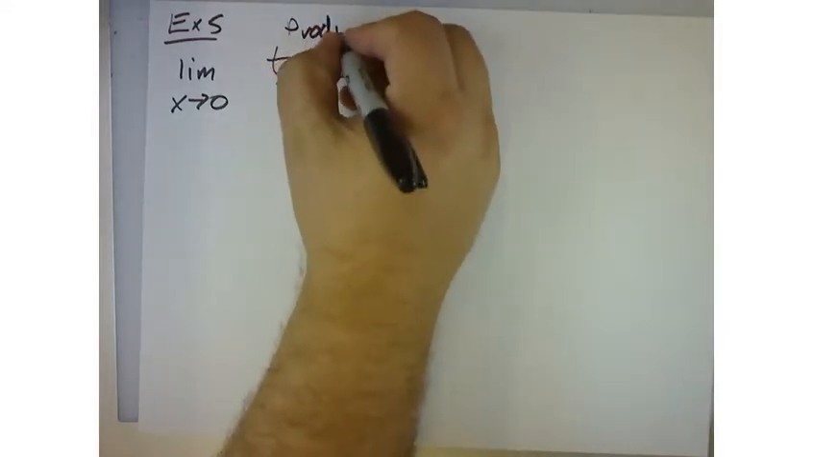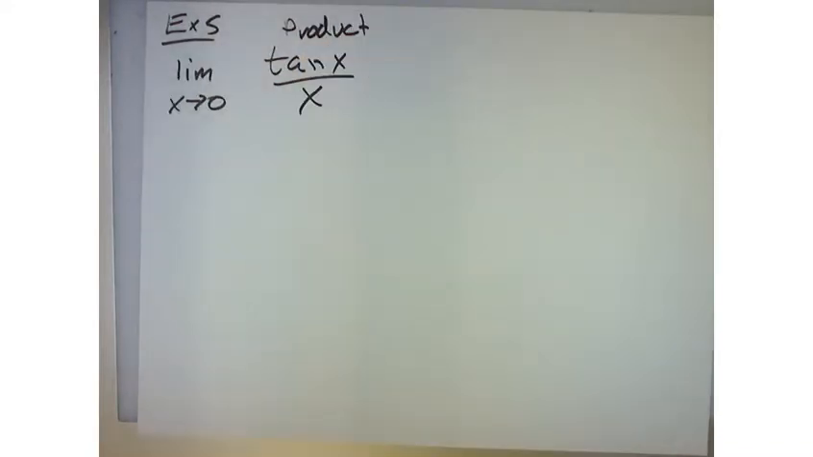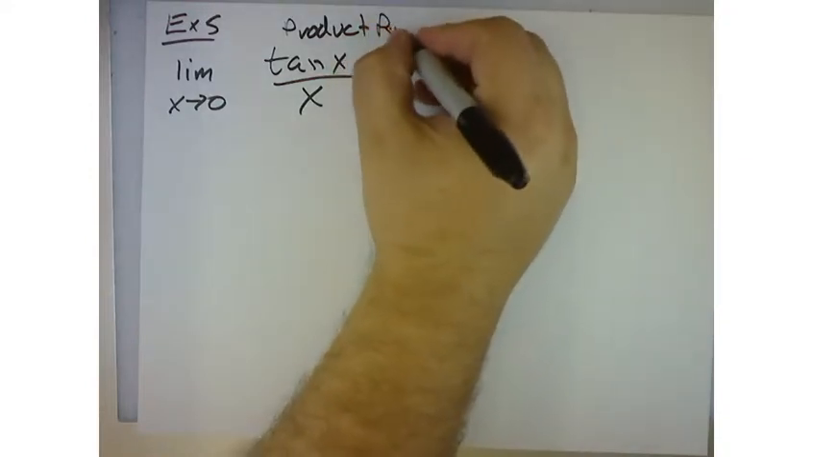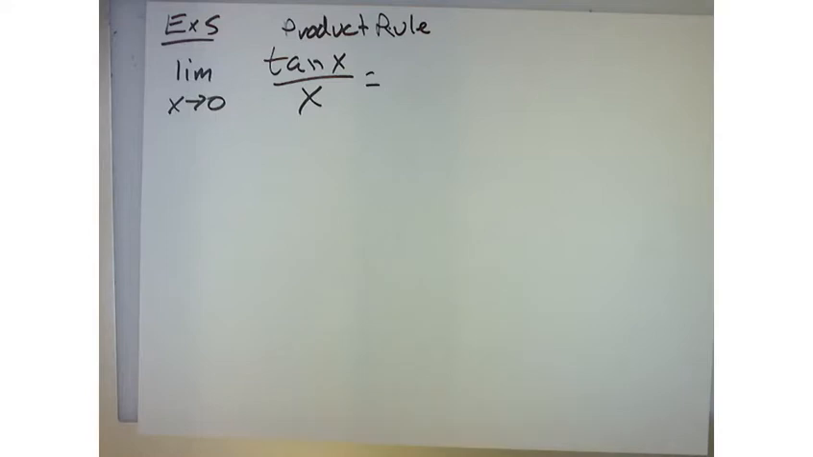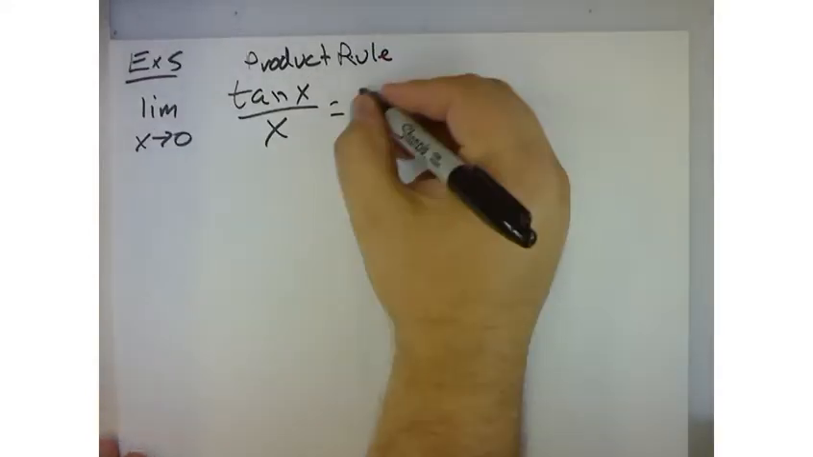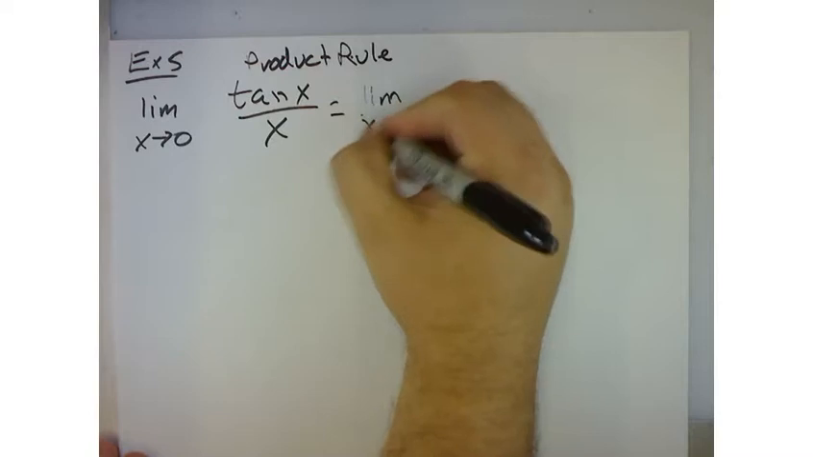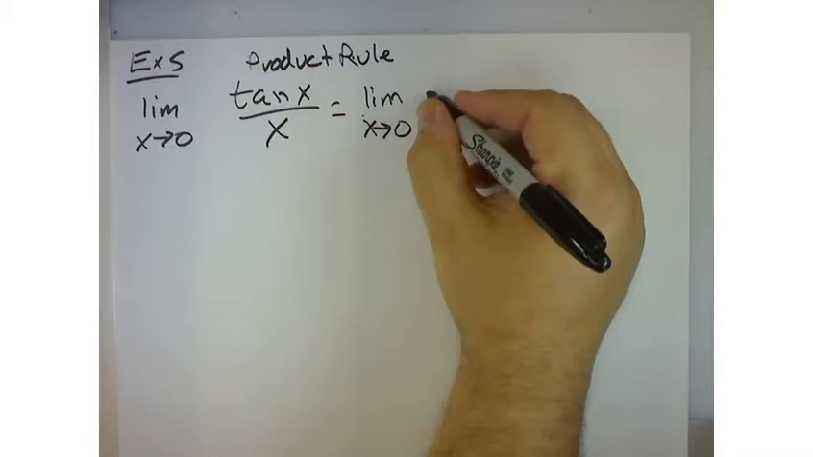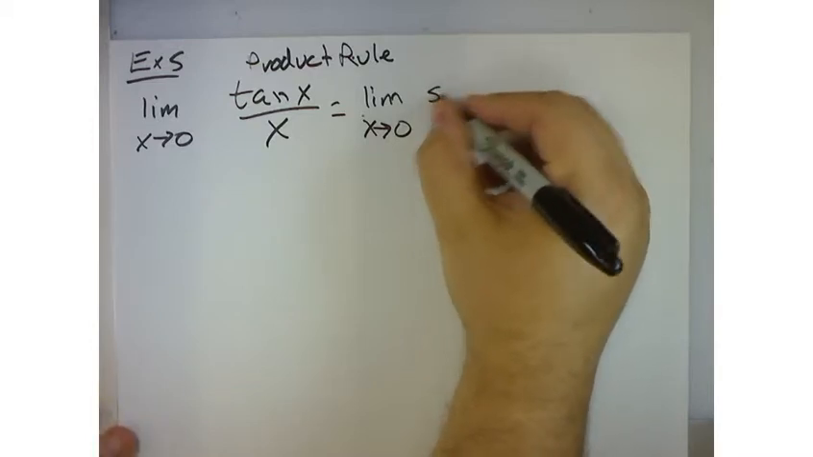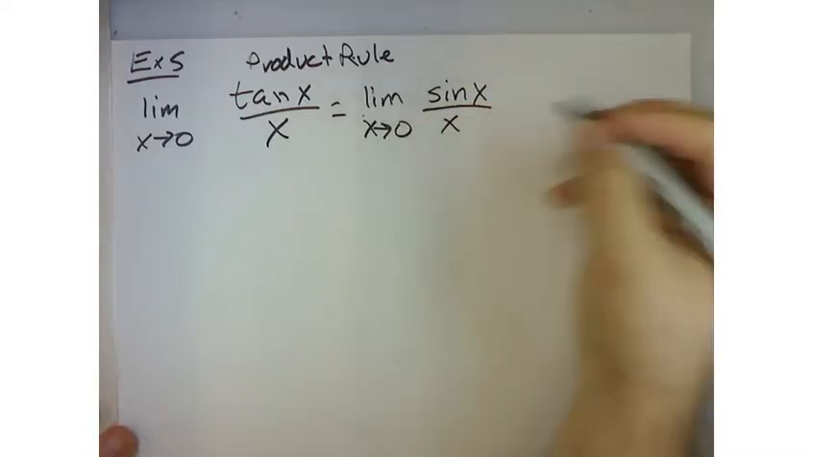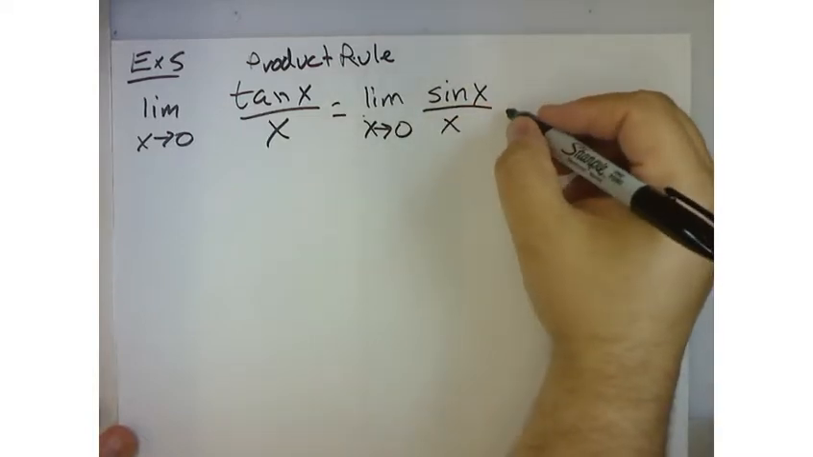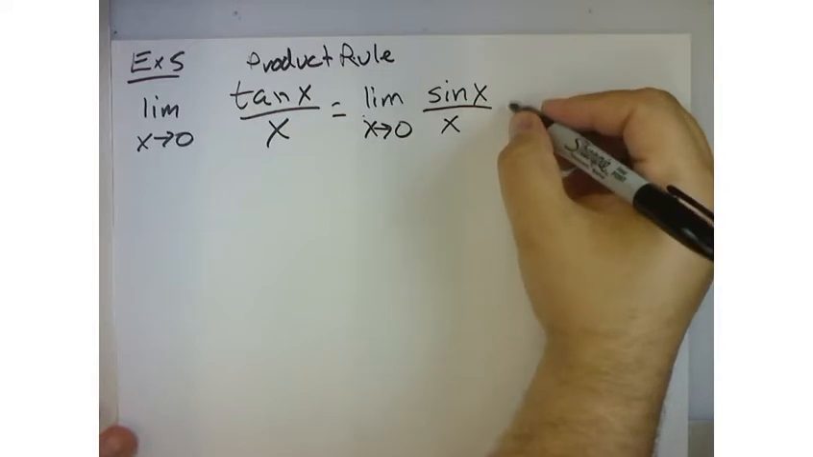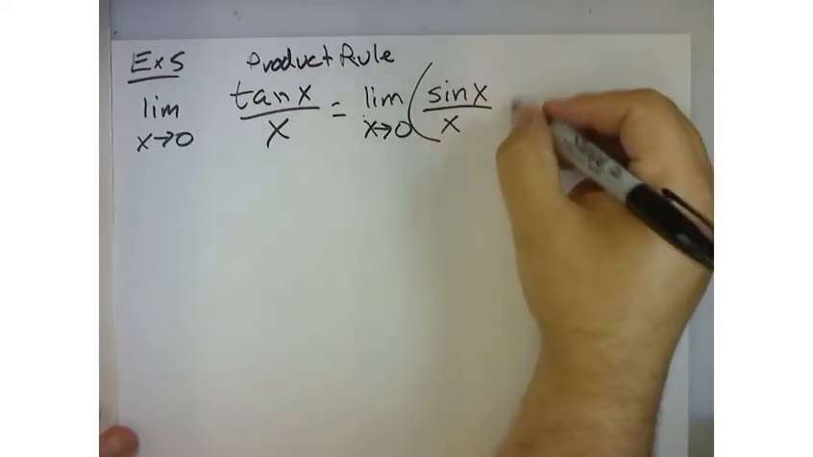Because multiplication and division are really the same. But the product rule says that if I take the limit of two factors of a quotient or a product, then I could just multiply the limits and that'll give me the same thing. So in other words, this is going to be equal to, remember that tangent is really the same as sine over cosine. So I'm going to write this as sine of x over x, times 1 over cosine.